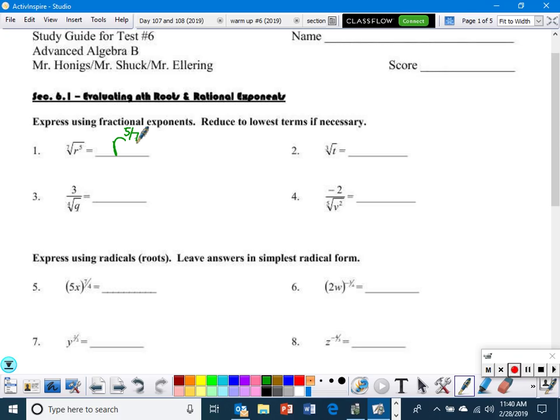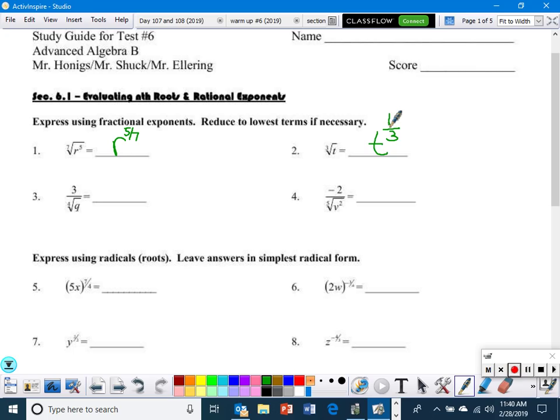Number 2, same thing. The 3 is the root, okay? The cubic root of t. So the 3 will be the denominator, and the numerator will be a 1. Done. Number 3.